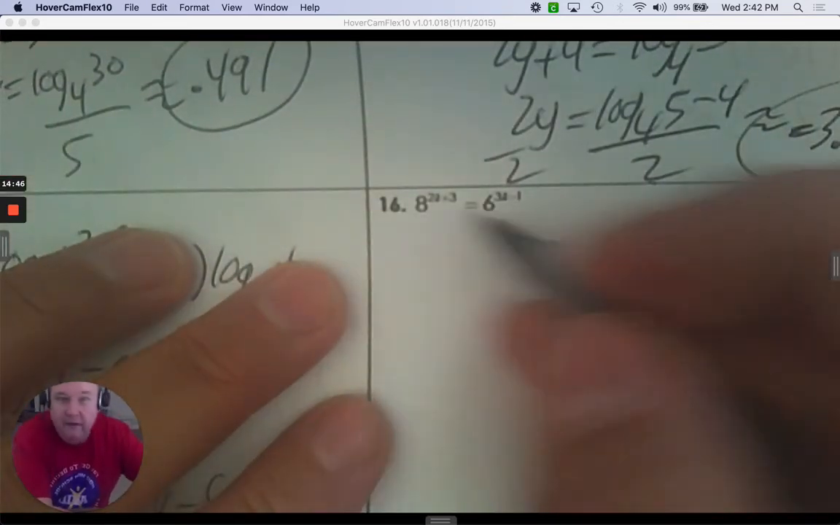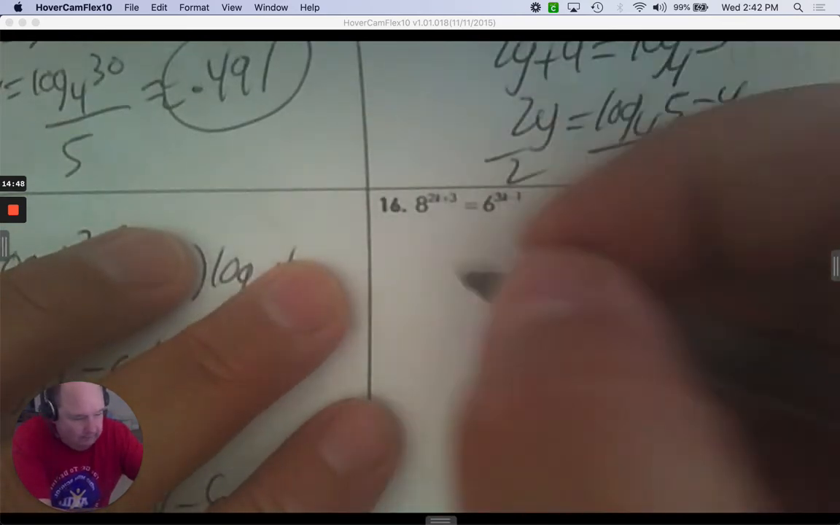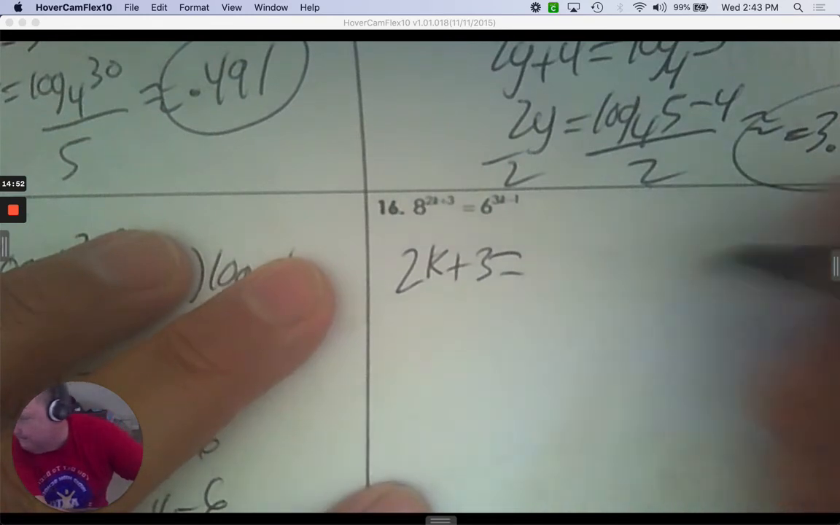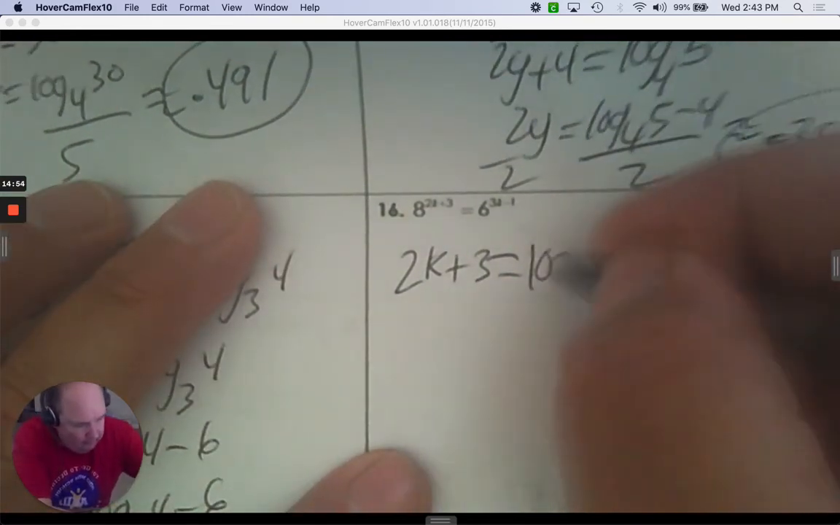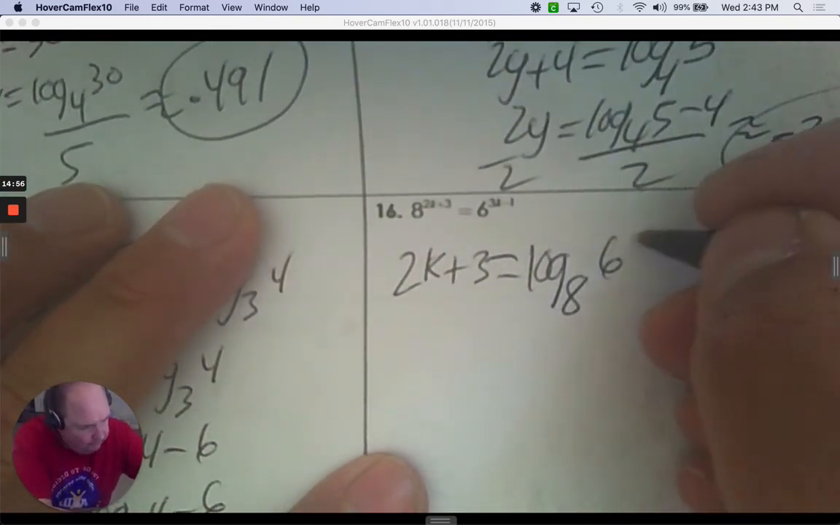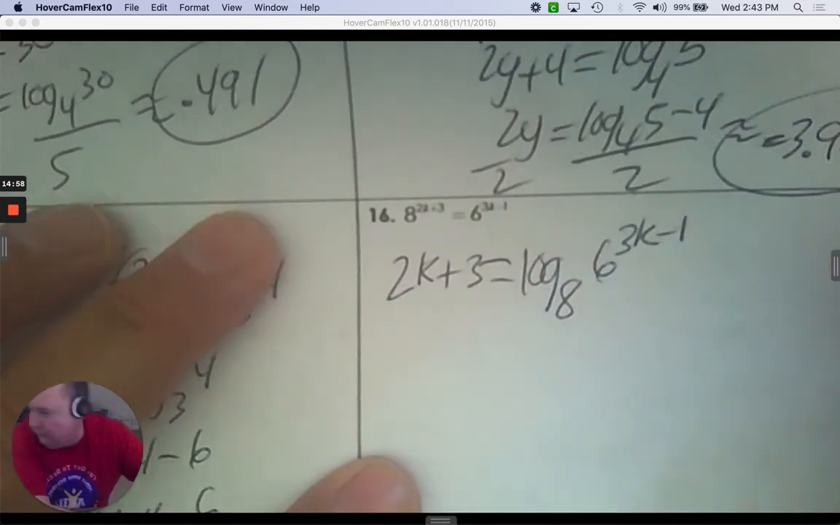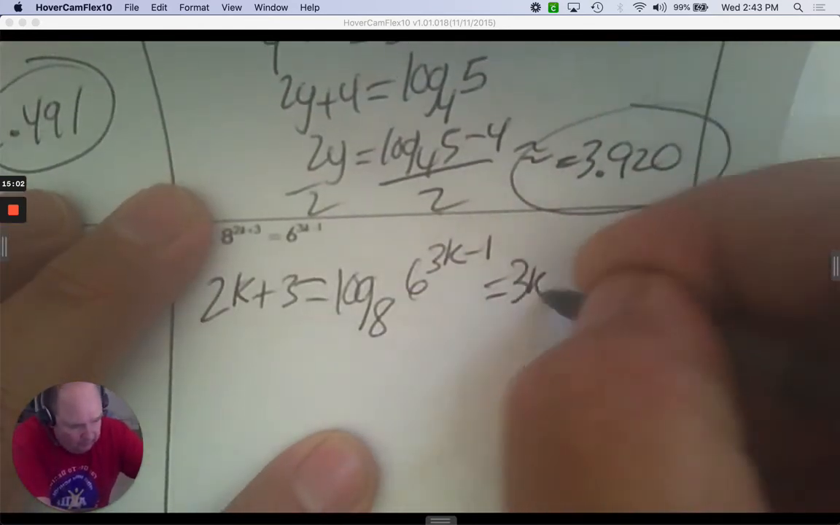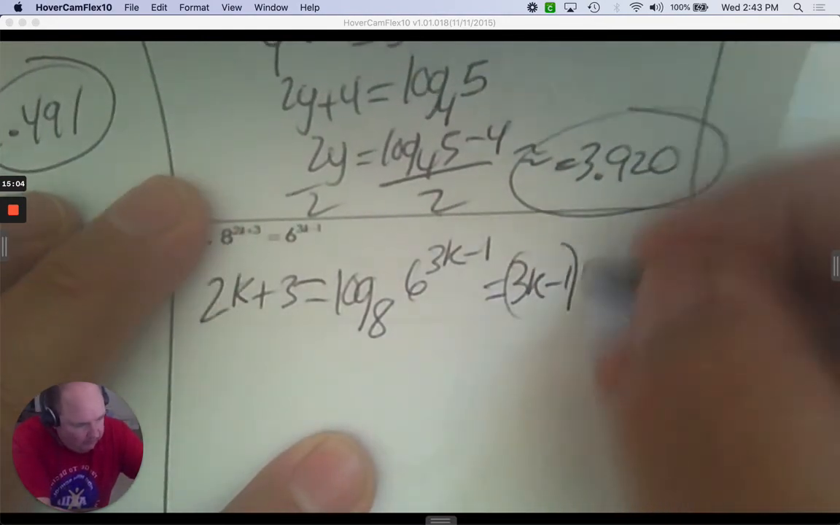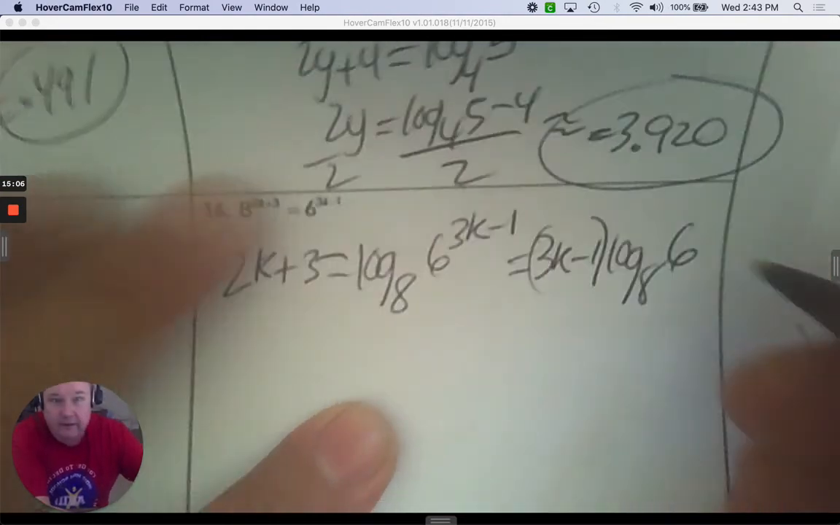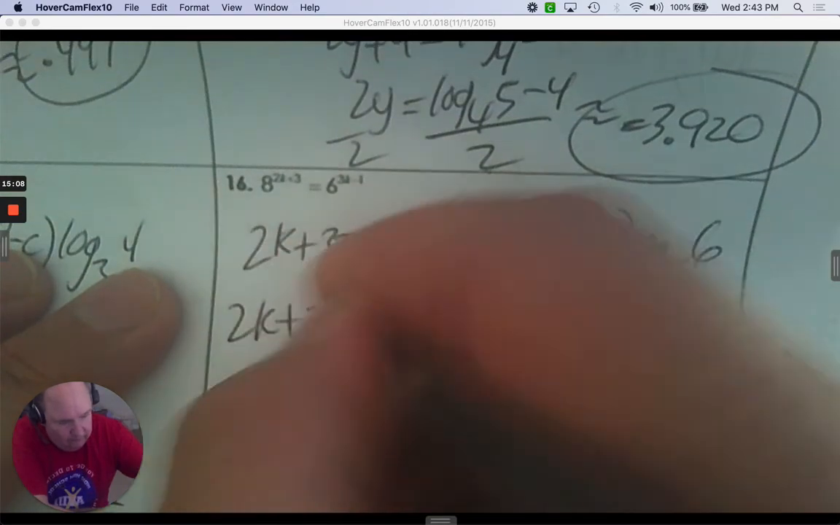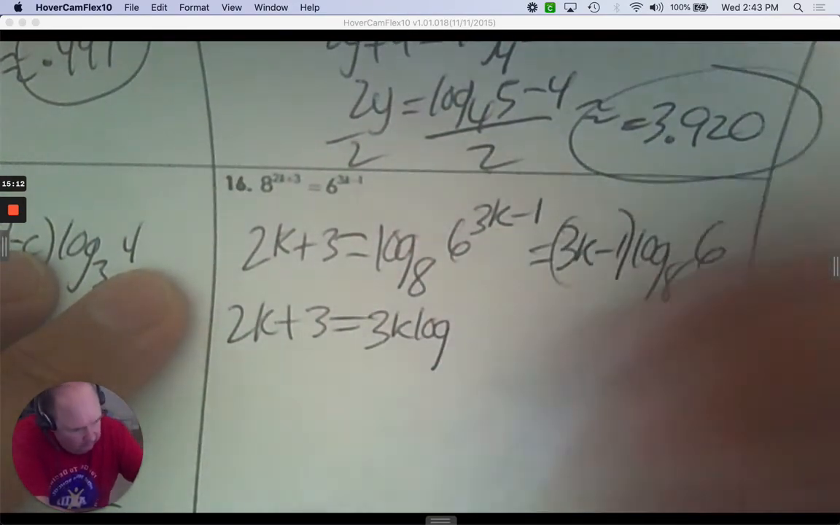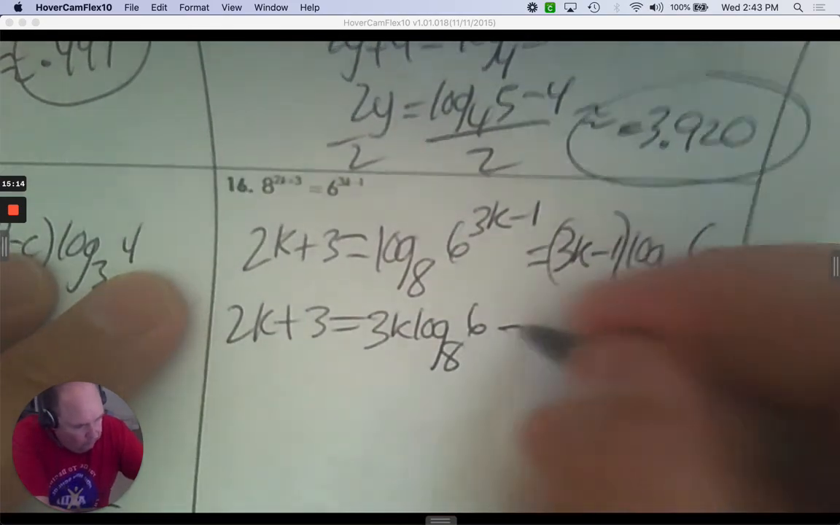All right, one left. So you cannot make the bases the same. Take the exponent 2k plus 3 and then write a logarithm with a base of 8. That's 3k subtract 1. Then take the 3k subtract 1, and that's a product in front of the logarithm. Then you're going to distribute. So you have 2k plus 3. You have 3k with log minus 1 we don't need.